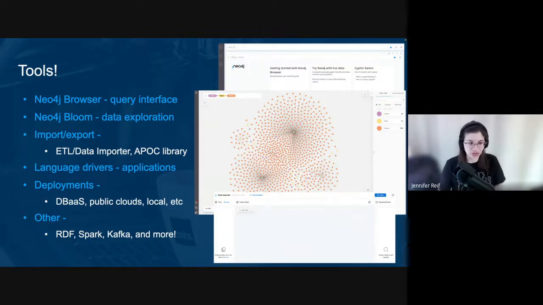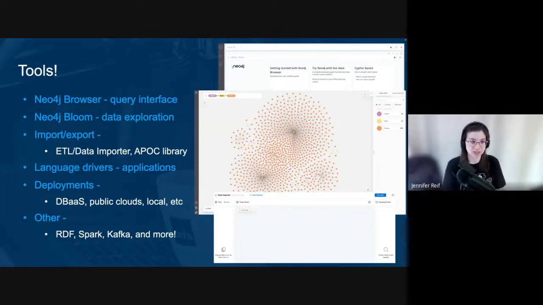Whether you're dealing with Java, .NET, Python, Go, or all sorts of others, we have language drivers for a ton of them. A few of them are officially released by Neo4j, and then several others are driven by the community, either community members or our partner companies that have offered to take up those language drivers too.